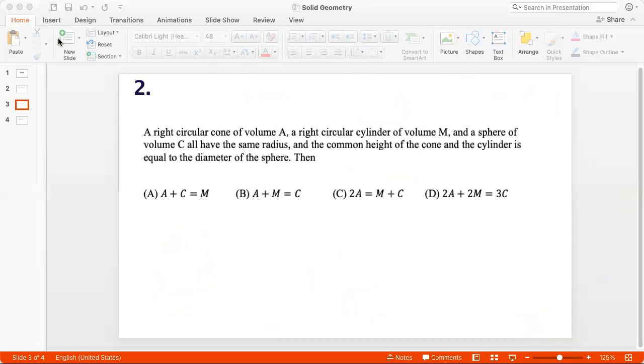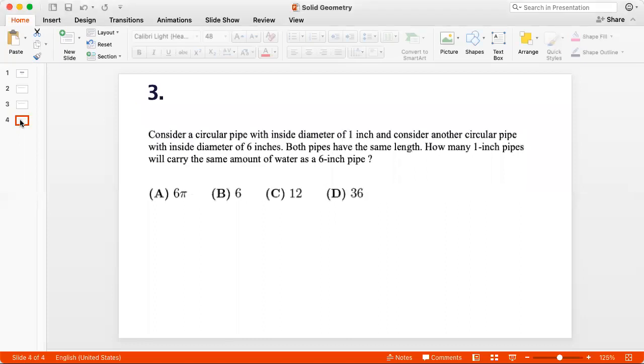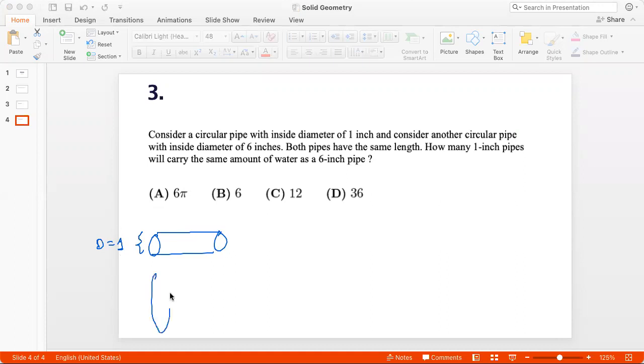Right. Let's go to the next question. Now, there's a circular pipe with inside diameter of 1 inch. So this diameter is 1 inch. And another circular pipe with inside diameter of 6 inches. So there is another circular pipe and its inside diameter is 6 inches. Both the pipes have the same length. So the length is the same for both the pipes. Let's say the length is L.